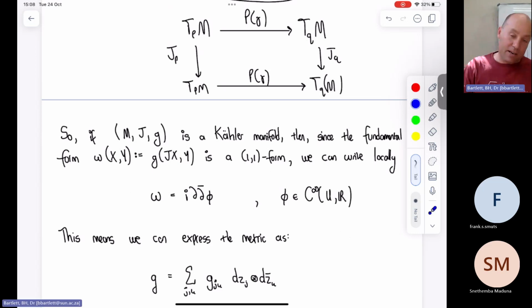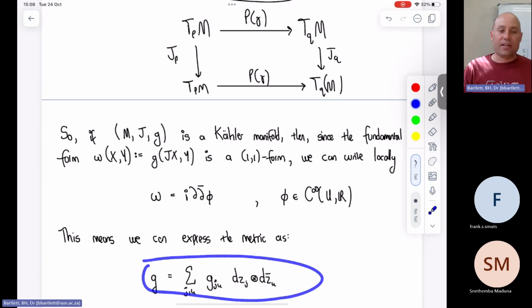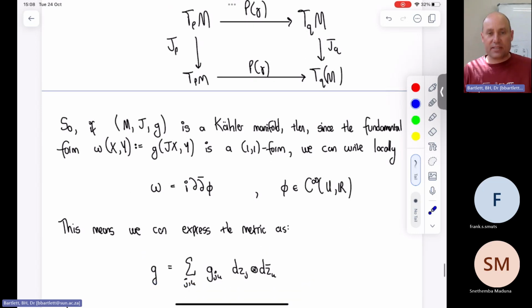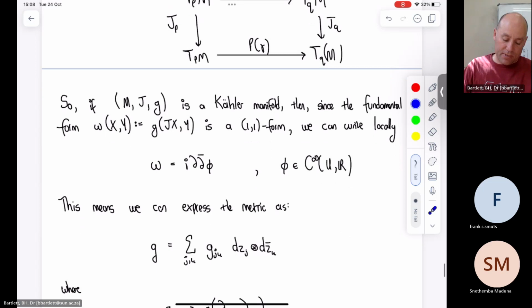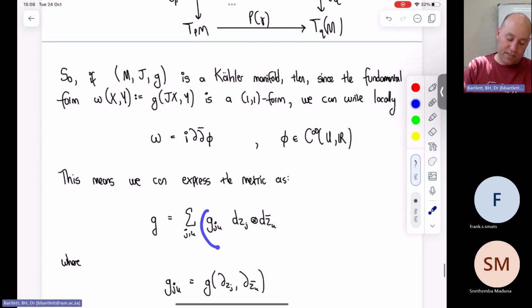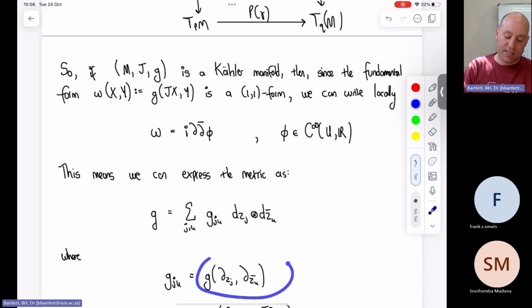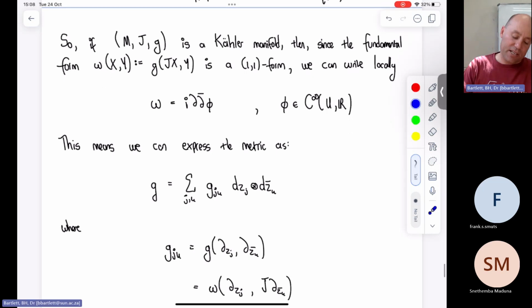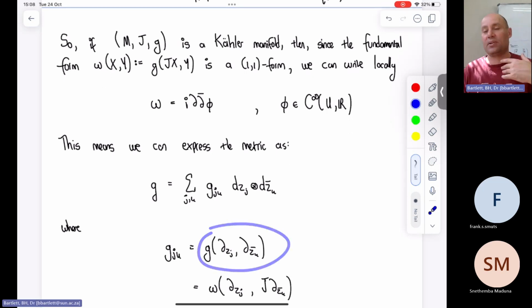What does that mean? It means if I think about the metric, then the metric can be written like this. Obviously, for any metric, I know the metric is always going to be a 1-1 tensor, so it can be written like this. This is what we were talking about earlier. And of course, by definition, these G's are what happens when you evaluate the tensor on the del Z's and the del Z bars. And G and omega are interchangeable, right?